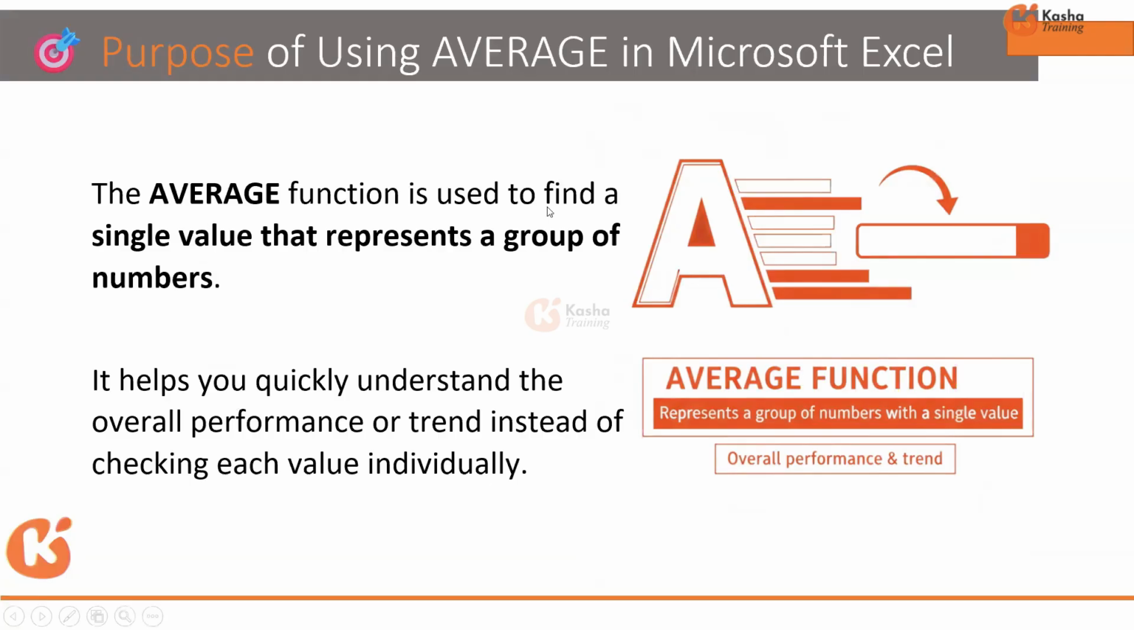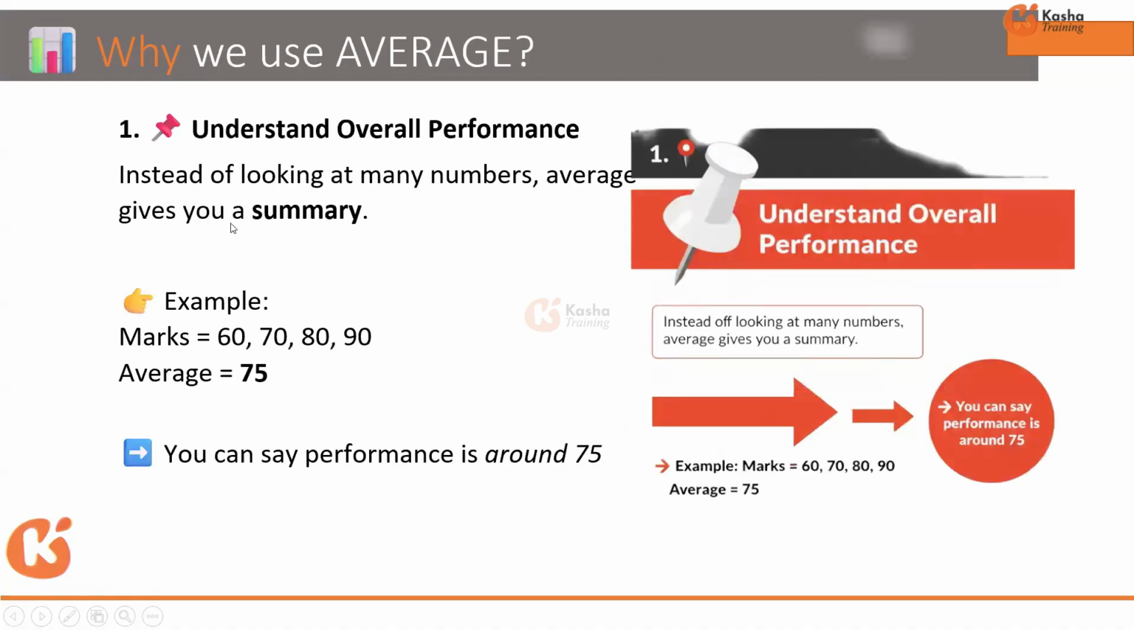Here you can see the average function is used to find a single value that represents a group of numbers. That is the whole purpose of average, and it quickly helps to understand overall performance or the trend instead of checking each individual number. For example, how do we understand the overall performance? Here we have the marks achieved by students: 60, 70, 80, 90, and if you find the average, it is 75.